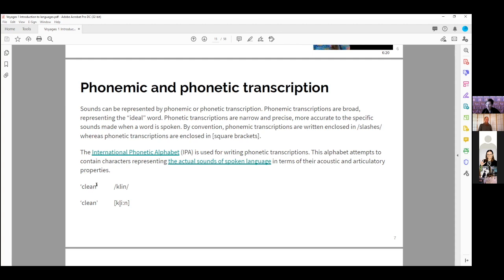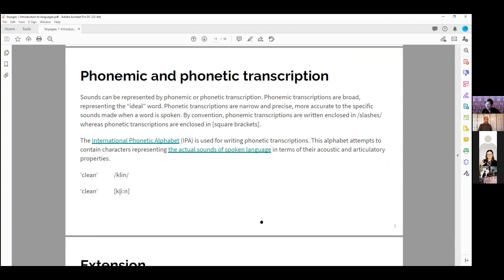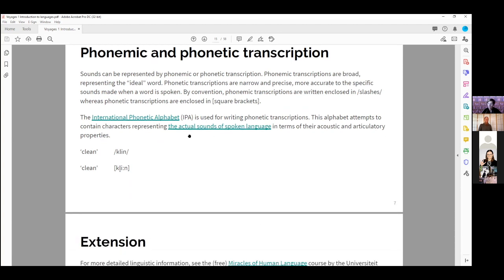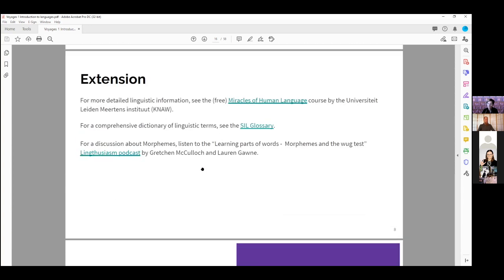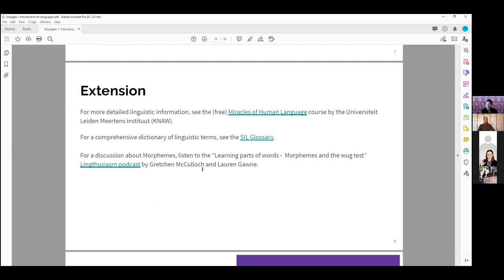So if we say a word like clean, the IPA version is given like this. So you've got the phonemic alphabet, so that's your phonemes, and then the phonetic transcriptions, the actual sounds of the language, so their acoustic properties, their articulatory properties. The acoustic properties would be what is actually spoken, and then the grouping for a particular language will be the phonemic.